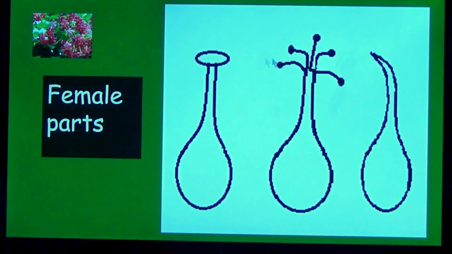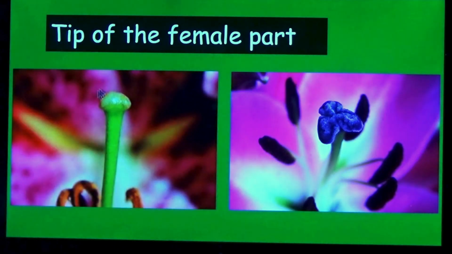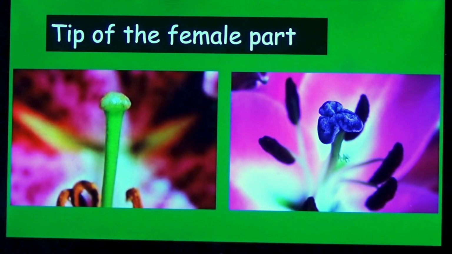There is a tip, a flattened tip, and there is a tube below which there is an ovary which is swollen. Inside the ovary there are raw seeds or ovules. The tip can be flat or subdivided or can be like a point, and this whole structure is called a pistil. So the tip of the female part looks like this, either flattened or subdivided.